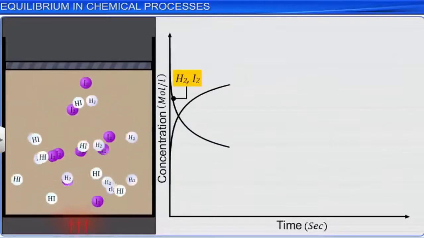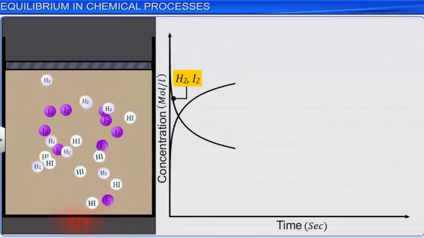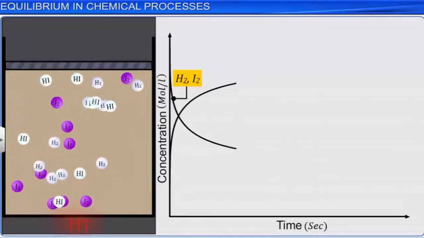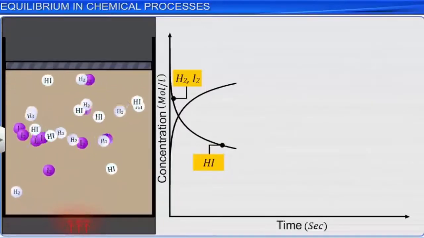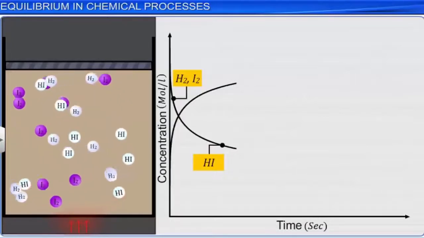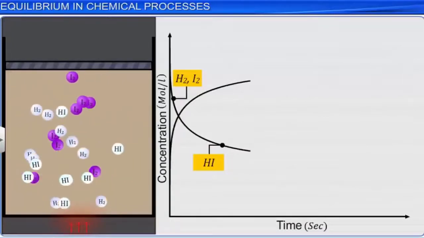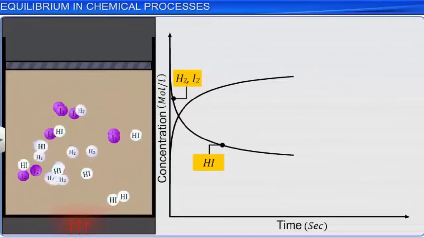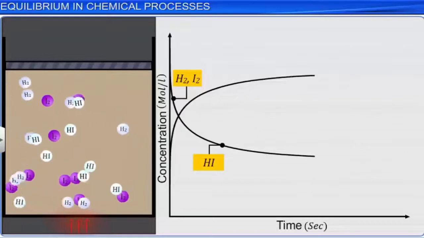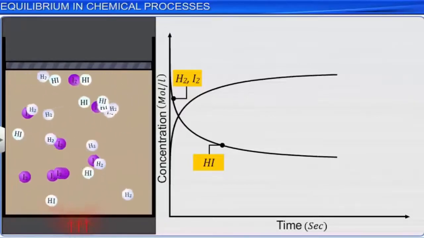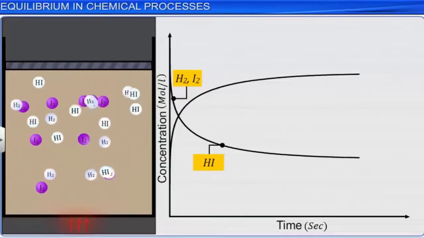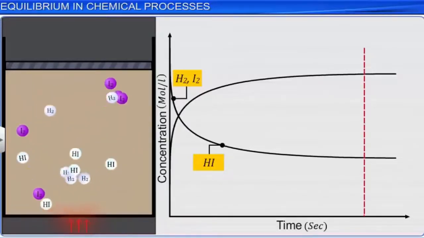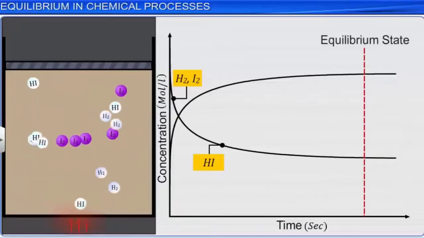and hence, the rate of forward reaction slows down. On the other hand, the concentration of hydrogen iodide increases with the progress of the reaction. As hydrogen iodide accumulates, the backward reaction of hydrogen iodide decomposing to hydrogen and iodine becomes significant. A stage is reached when the rates of the forward and backward reactions become equal, and the system is said to have attained equilibrium.